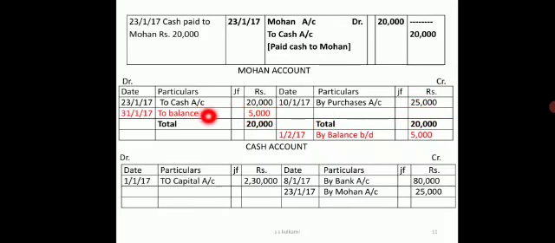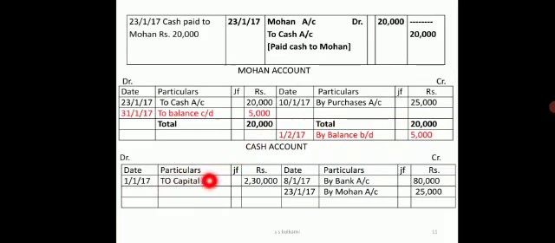So the difference of 5,000 is to be taken as balance carried down, and the total on both the sides should be 25,000. So while editing, the mistake has appeared. Total of Mohan account should be 25,000 on both the sides.